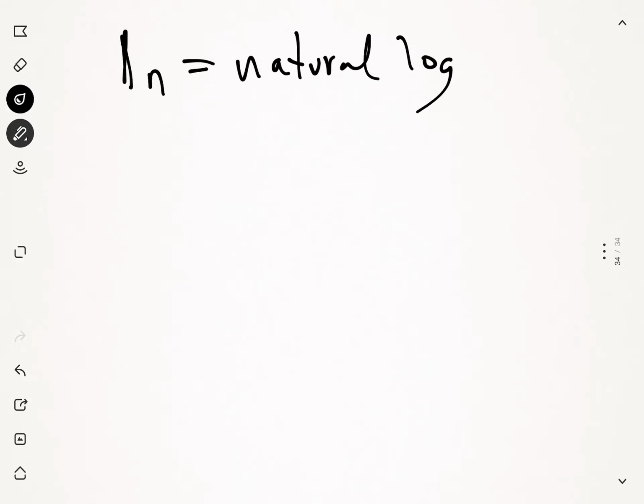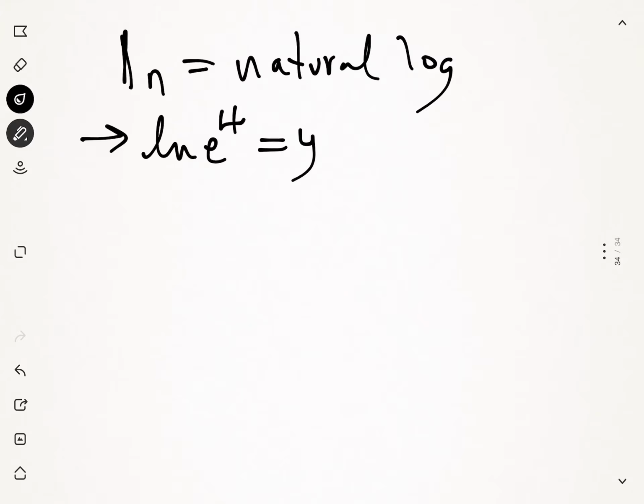All right, what about natural logs? Natural logs have a symbol, ln. That's our symbol for natural log. Okay? So natural log, the problem is natural log of e to the fourth equals y.